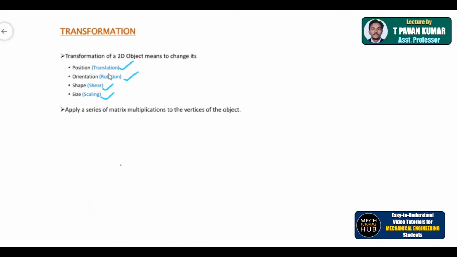Now I hope you understood what translation is: moving an entity from one position to the other. It is not about copying. And orientation is nothing but rotation with respect to an angle given. Scaling, even that value will be given to you. And what is shearing? Let me draw a simple sketch over here.